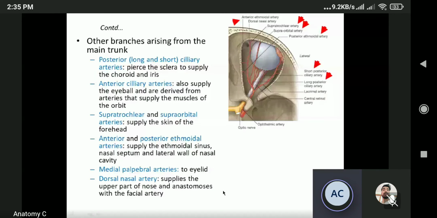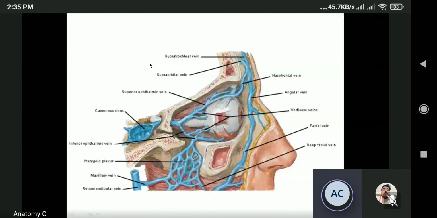And there are other branches arising from the main trunk. Look here: this is the short posterior ciliary artery, this is the long posterior ciliary artery, this is the posterior ethmoidal artery, and this is the anterior ethmoidal artery. The dorsal nasal and supratrochlear arteries we have discussed previously, and the supraorbital artery too. You have to memorize all these branches by yourself.